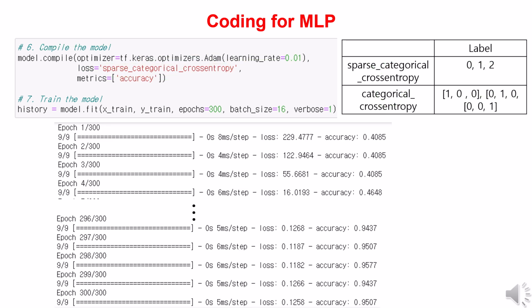Next, we train the model using the training data X train and Y train. We'll set the number of epochs to 300 and the batch size to 16. The loss and accuracy values that come out during training will be stored in a variable called history. As the model trains over 300 epochs, you'll notice that the loss gradually decreases and the accuracy improves, reaching around 0.95 by the end of training.